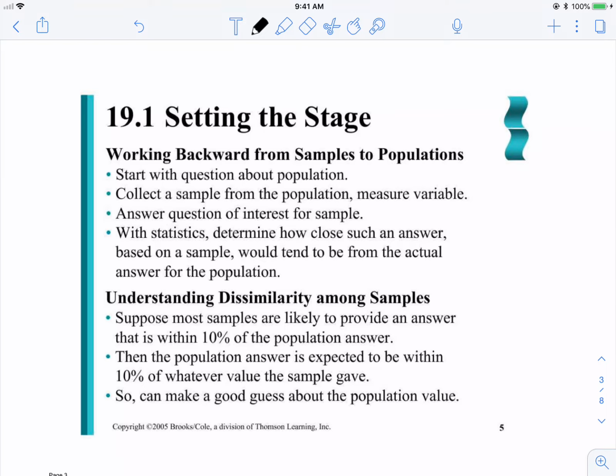However, there might be some dissimilarity, as we saw in our warm-up. There's no guarantee that it's going to match exactly to what's happening in that population. Most samples are likely to provide an answer that's within 10% of the population answer, and the population answer is expected to be within 10% of whatever value the sample gave. So you can make a pretty good guess about that population value. We're going to see how the sample size directly impacts that.